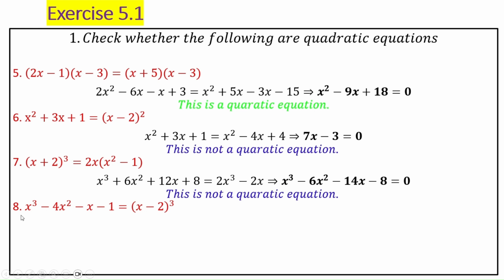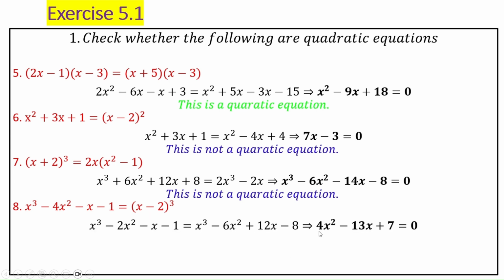Okay, next you have x cube term on the LHS side. You also have x cube term from the x minus 2 whole cube expansion. Both will get cancelled. That's good. And x square term LHS side you have a minus 4x square. RHS side also you have a minus 6x square. So it is a quadratic equation. Finally you are left with 4x square minus 13x plus 7 equal to 0. Okay.